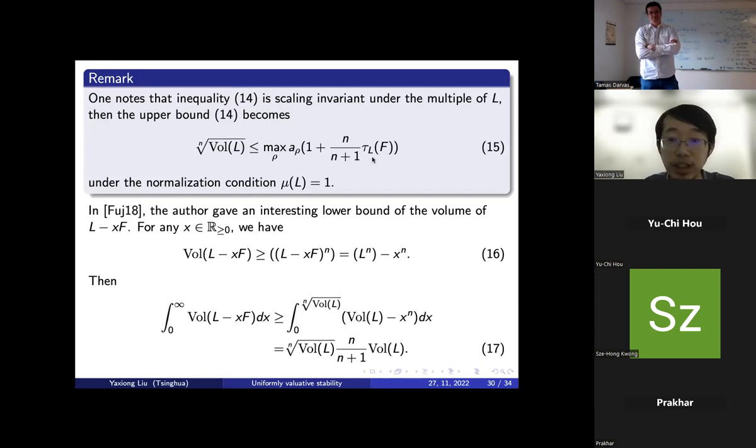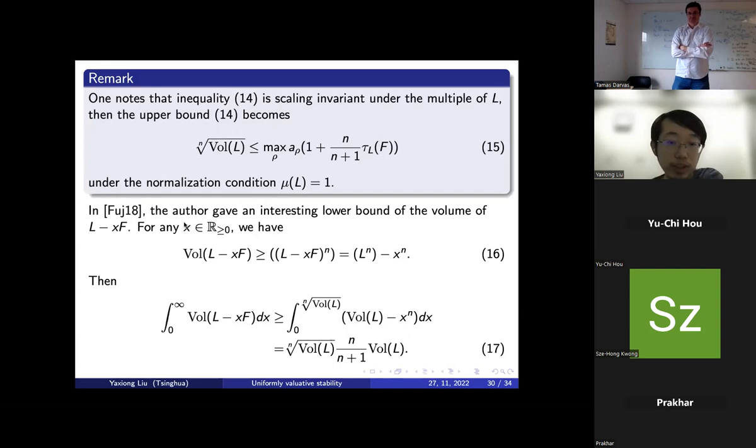By Blum and Jonsson's results, we can explicitly write this invariant, but for simplicity I just denote it. This type of result was first considered by Fujita. Fujita gave a famous result for the Fano case, and in the same paper he gave an interesting lower bound of the volume of L minus xF. So the volume of L minus xF is greater than the self-intersection of L minus x times n, and so the integration of the volume is greater than the integration of this part, which equals the n-th root of volume of L, n over n times (n+1) times volume of L.